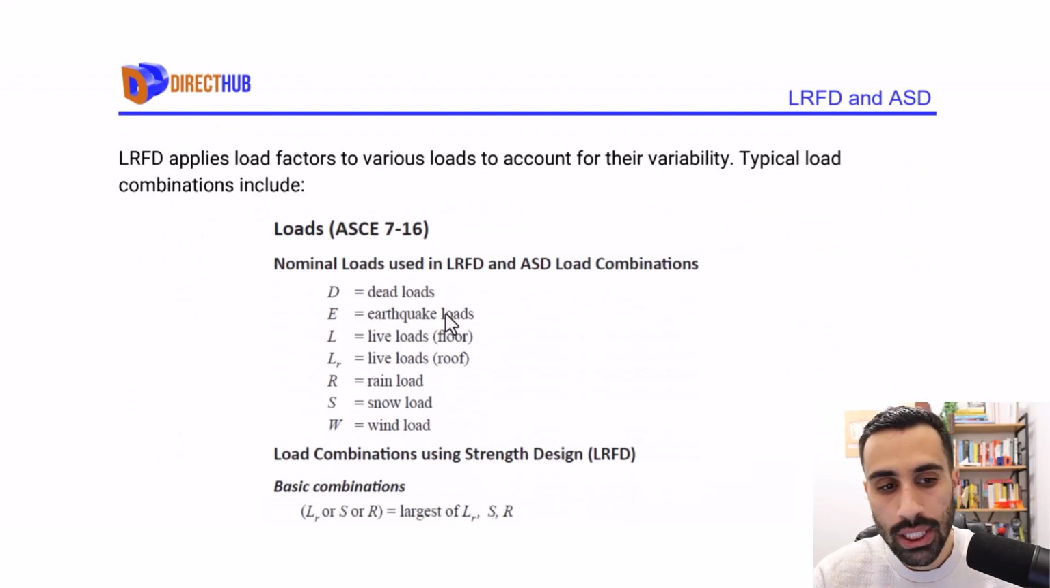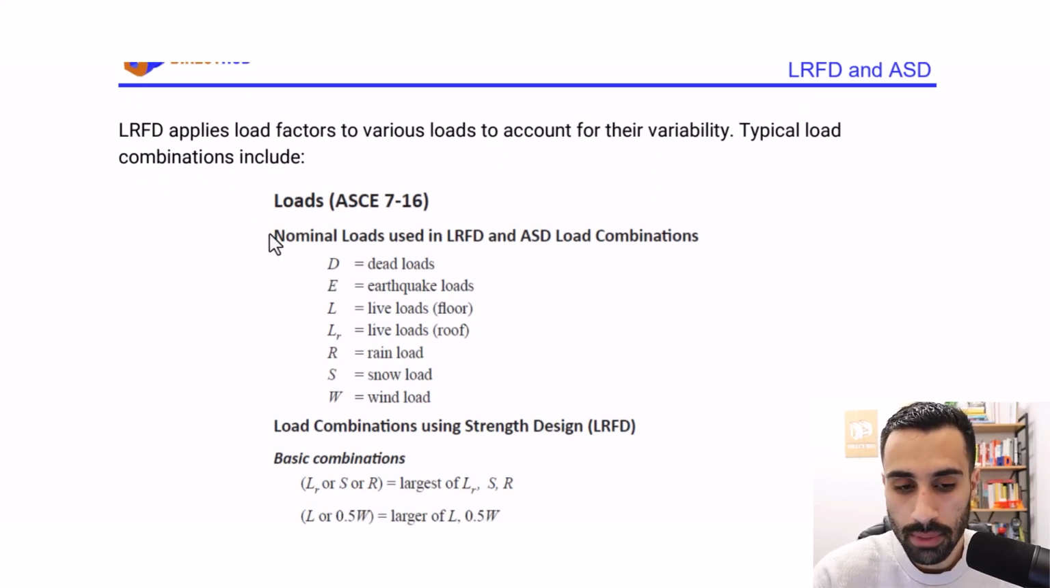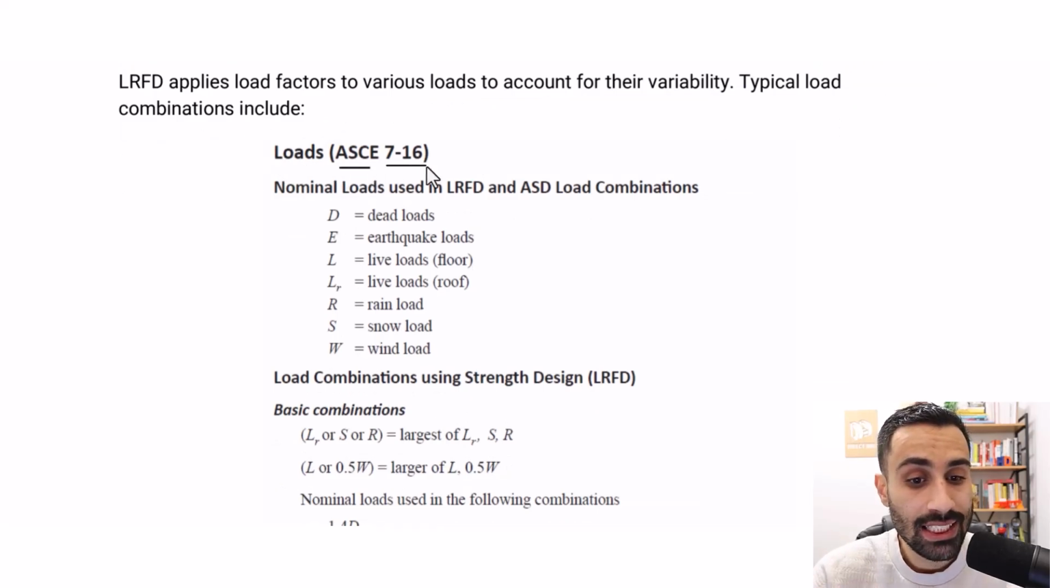So now, looking at practical equations that we see in the handbook, LRFD applies load factors to various loads to account for their variability. Typical load combinations are shown. So find this with me in your PDF in the handbook. Loads per ASCE 7-16. These are nominal loads. These are theoretical loads, the real world loads.